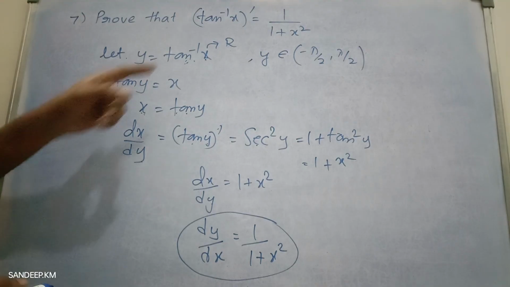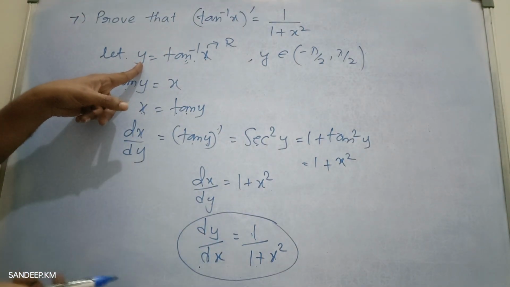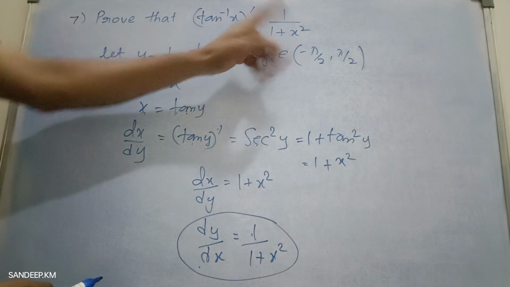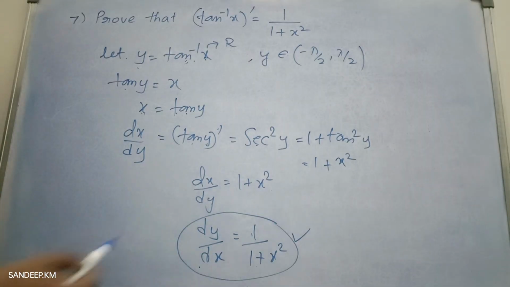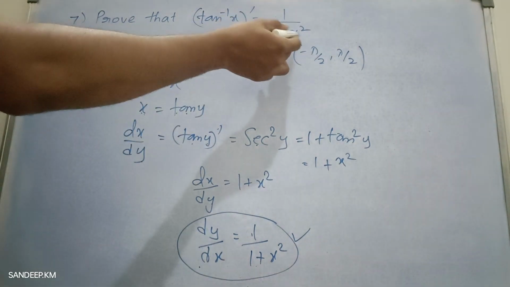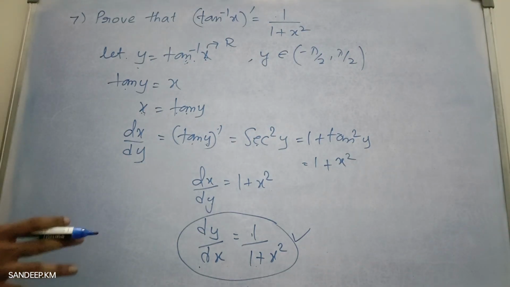That means, if tan inverse x is y, then its derivative is 1 by 1 plus x square. So the derivative of tan inverse x is 1 by 1 plus x square. So we have proved it. Similarly, we can prove that cot inverse x derivative is minus 1 by 1 plus x square, and I am going to prove it here again using the identity of inverse trigonometry.